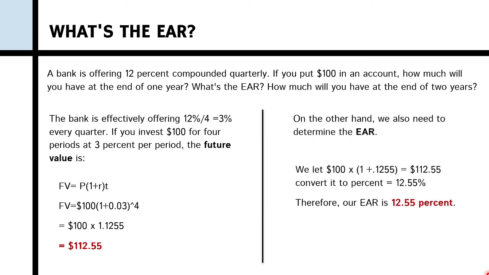On the other hand, we also need to determine the EAR. We have $100 times the quantity (1 + 0.1255), which is equal to $112.55. Convert it to percent, that is 12.55%. Therefore, our EAR is equal to 12.55%.